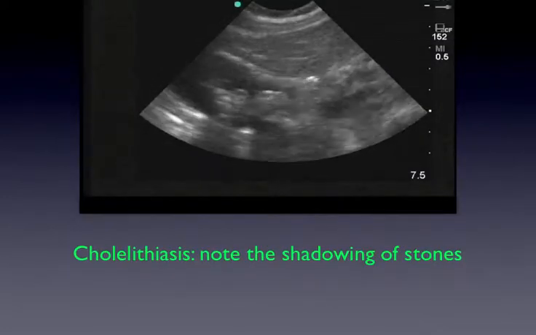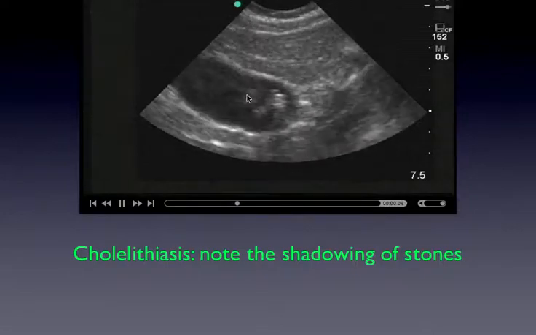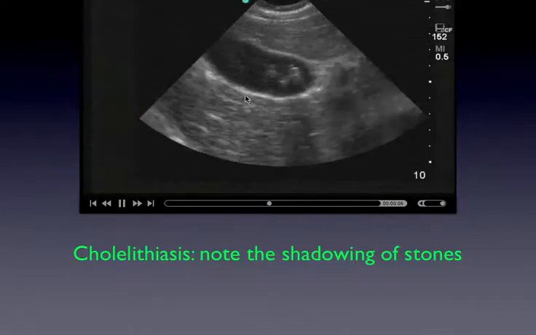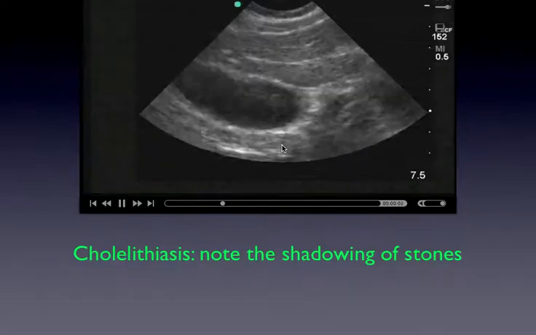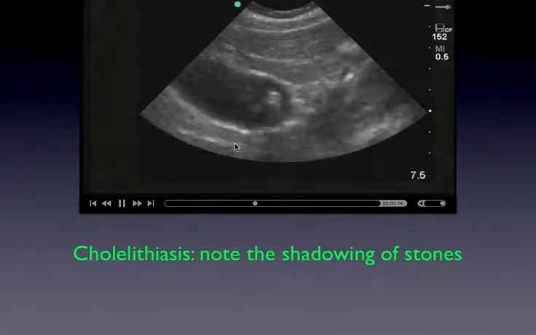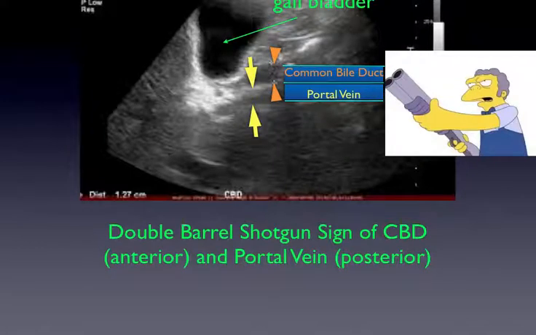Now here's cholelithiasis. Gallstone's over here, and then you can see the shadowing. One important thing to look for is what's called the double barrel shotgun sign. And that's the common bile duct anteriorly, the portal vein posteriorly, and it looks like a shotgun. 2 barrels, one on top of the other, and they both lead towards the gallbladder.